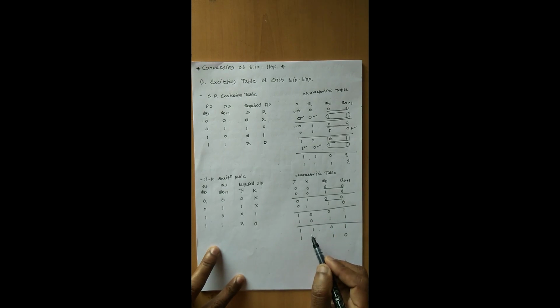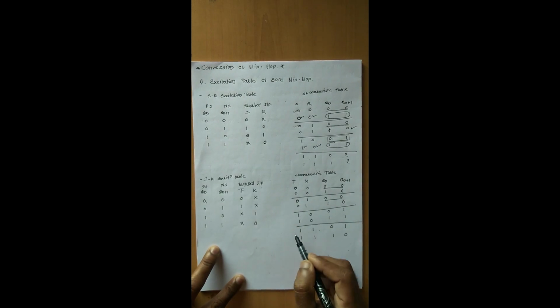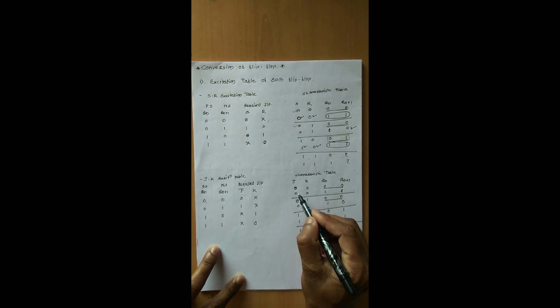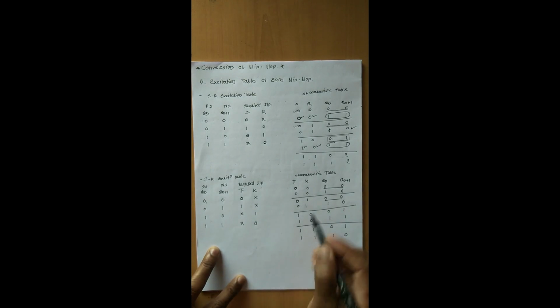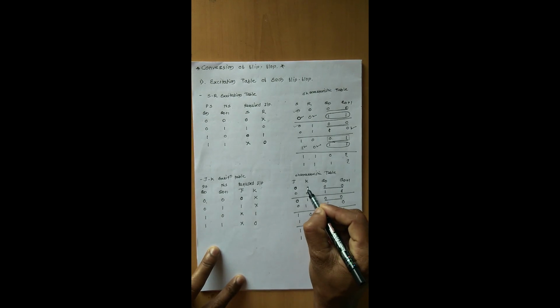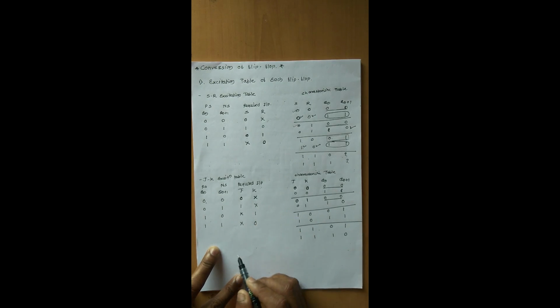For that, observe the input bits. J is 0 and J is 0 also, so there is no bit change of J, so J becomes 0. For the K input, K is 0 here and this is 1, so the bit is going to change. If the bits are going to change, then we write X here.